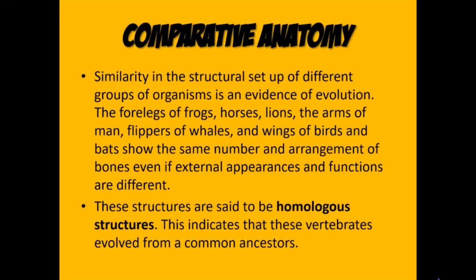And then for comparative anatomy, similarity in the structural setup of different groups of organisms is an evidence of evolution. The four legs of frogs, horses, lions, and the arms of man, flippers of whales, and wings of birds and bats show the same number and arrangement of bones even if external appearances and functions are different. These structures are said to be homologous structures. This indicates that these vertebrates evolved from a common ancestor.